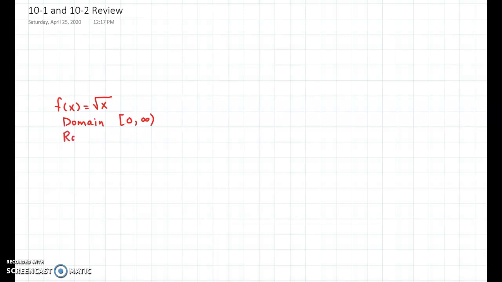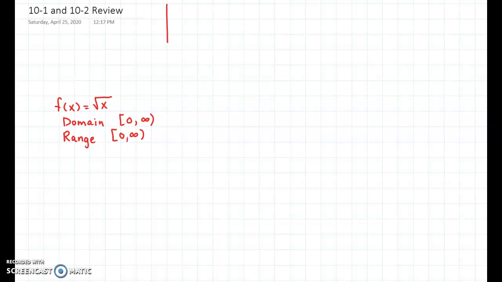The range for the square root function is from 0 to infinity. And what square root means is that you are trying to figure out what number multiplies by itself twice to give you the input. So for example, if your input is 25, the square root of 25 would be 5. Your output would be 5.